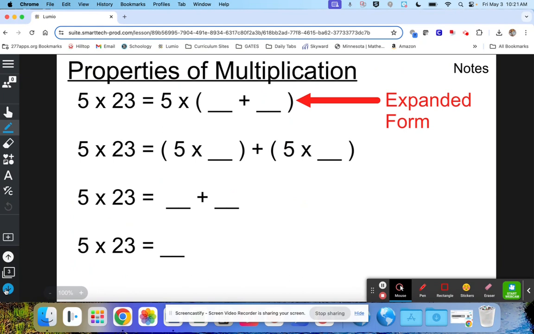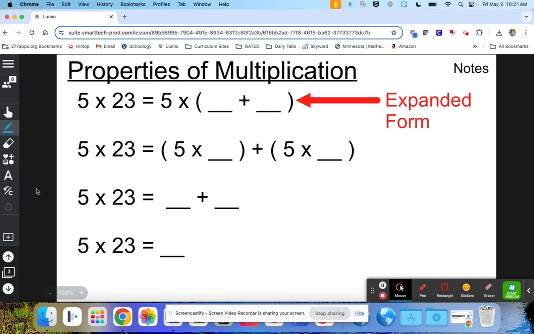Please write this example down in your notebook. I'm going to go through it step by step. Make sure as we go through this video that you are writing down each of these steps. This is going to help you on your worksheet today. So we have a problem that is 5 times 23. 5 times 23 can be very challenging when we're first starting to do multiplication, but we can make it easier by breaking the problem apart.